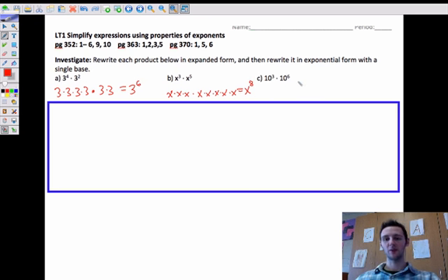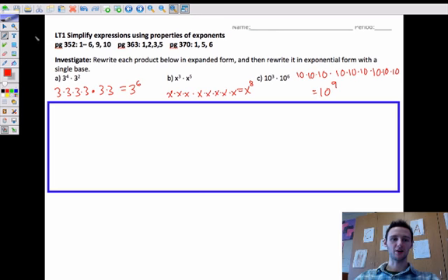All right. Part C. So many 10s. 10 to the 3rd is 10 times 10 times 10. And then times 10 times 10 times 10 times 10 times 10 times 10. So we've got 10 to the 3rd, and then times 10 to the 6th. So in total we have 10 times itself 9 times, so this is 10 to the 9th in exponential form.